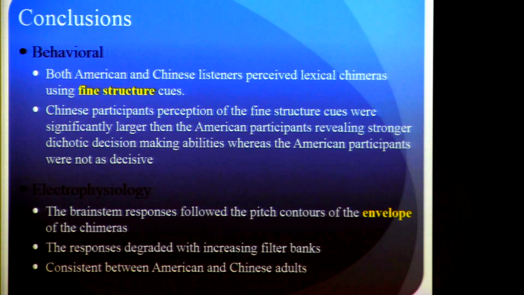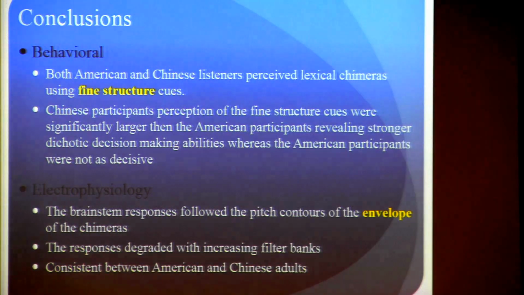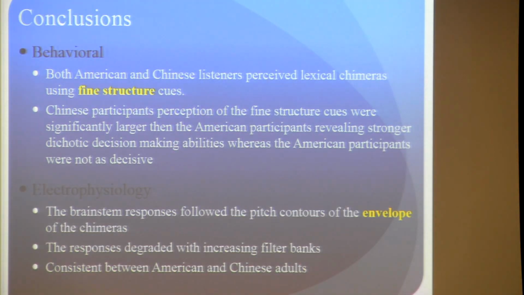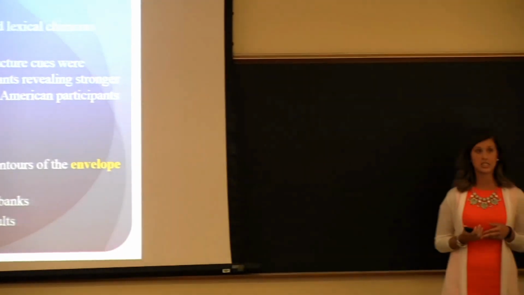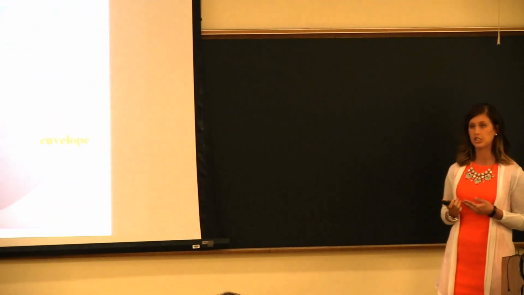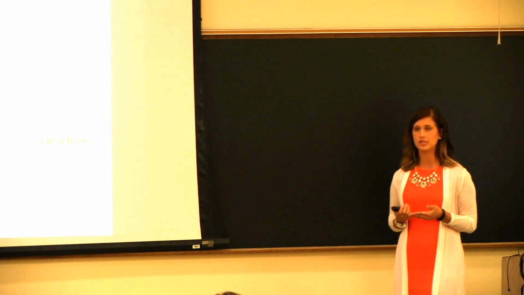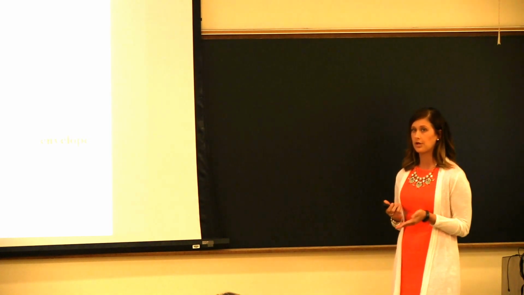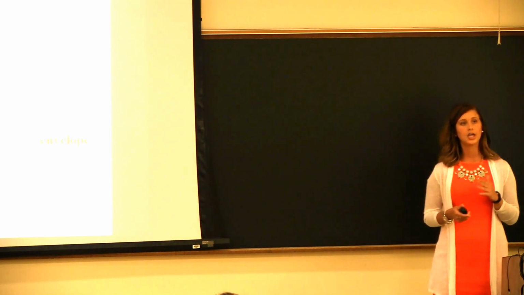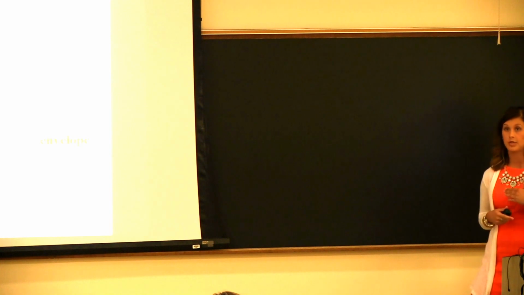So, conclusions. Our American and Chinese participants showed similar perceptual patterns regarding how we're processing those fine structure cues behaviorally in response to those auditory chimeras, regardless of the linguistic background. So even though our Chinese participants did exhibit stronger dichotic decision-making, we still saw similar patterns. Both the American and Chinese participants are responding to those fine structure cues, and they had similar crossover points around 16 and 32 filter banks, in which that envelope information became more important.